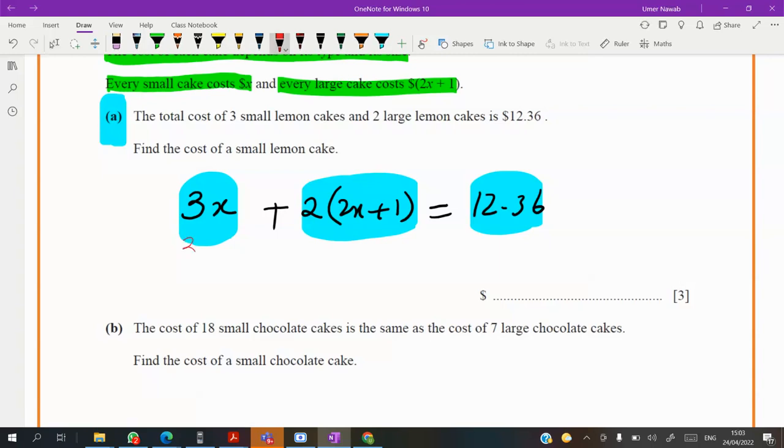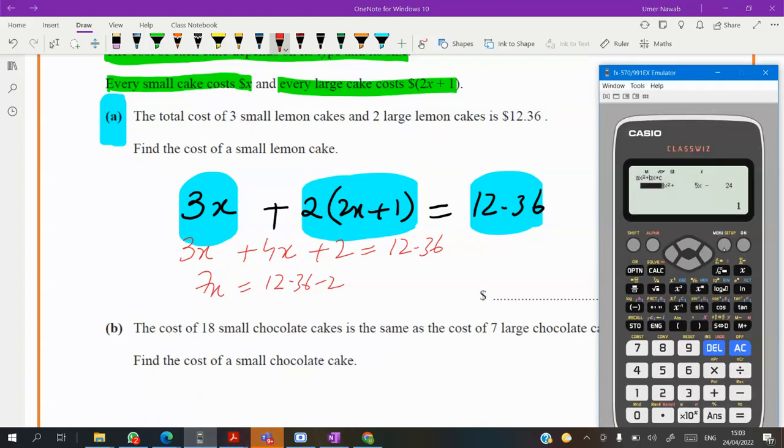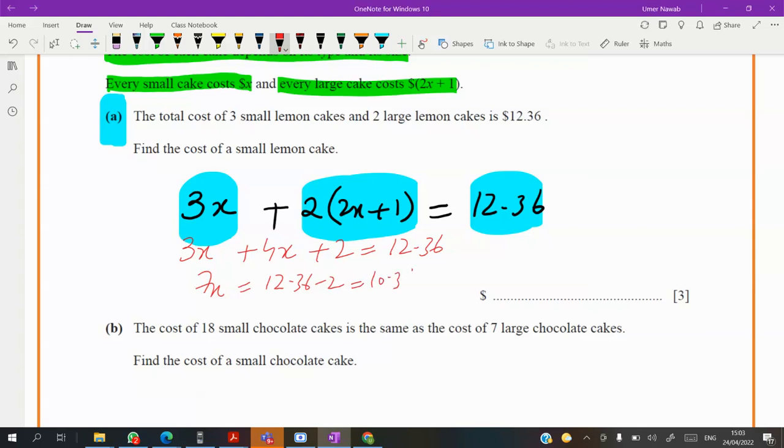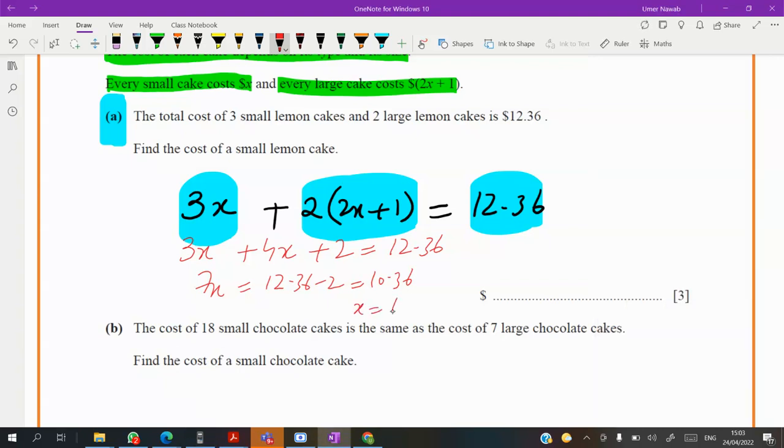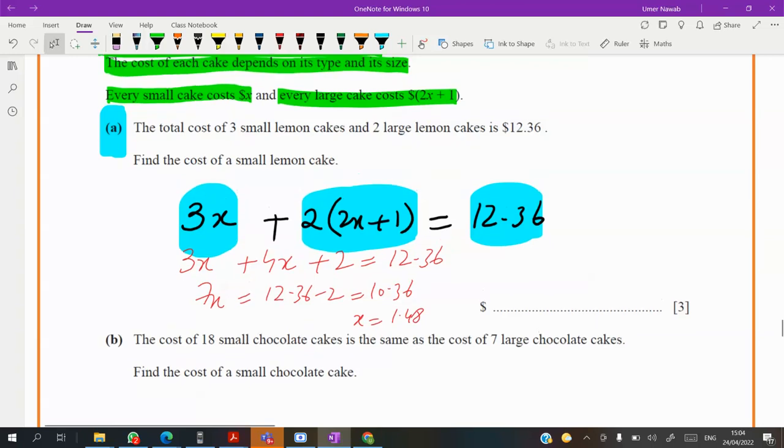It's a linear equation, so 3x plus 4x plus 2 is equal to 12.36. Now 7x is equal to 12.36 minus 2. 12.36 minus 2, we got 10.36. Now 10.36 divided by 7 gives you what? 1.48. So x is equal to 1.48. So 1.48 is the price of one small cake. He was asking you for this one.